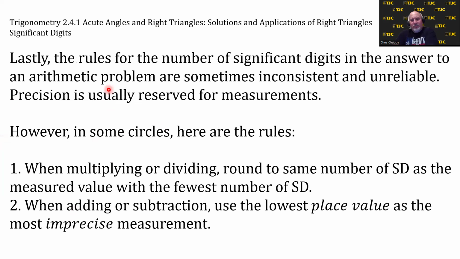Lastly, the rules for number of significant digits in the answer to an arithmetic problem are sometimes inconsistent and unreliable. Precision is usually reserved for measurements. However, in some circles, here are the rules. Number 1, when multiplying or dividing, round to the same number of significant digits as the measured value with the fewest number of significant digits. And number 2, when adding or subtracting, use the lowest place value as the most imprecise measurement has. It's not worded too clearly.